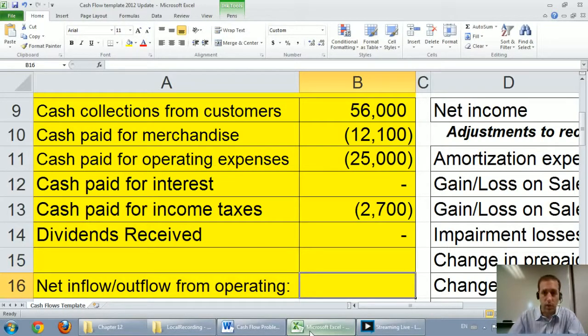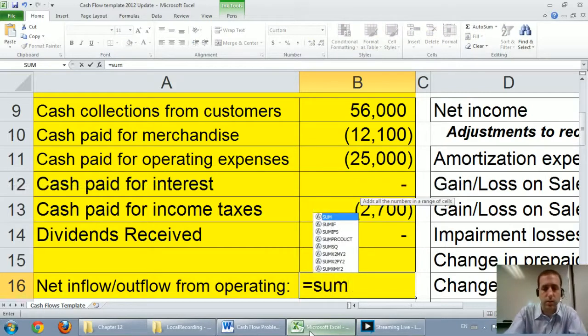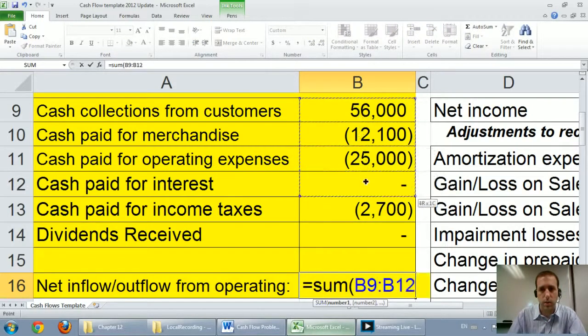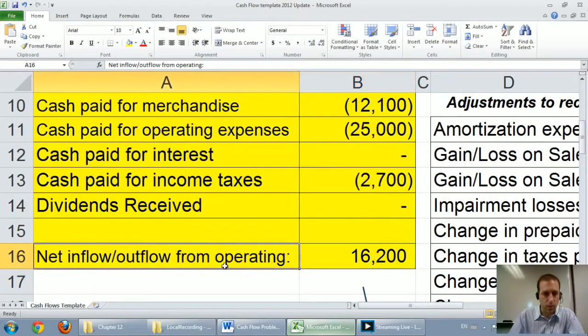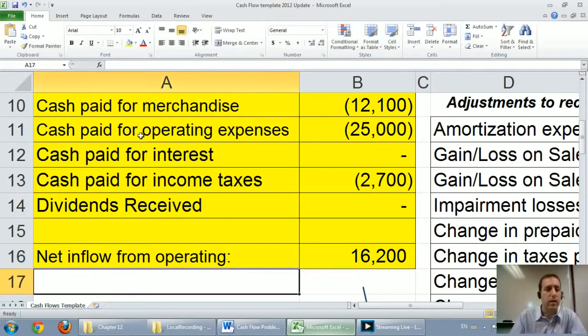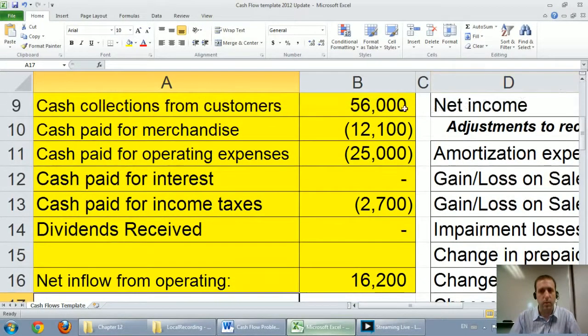Okay, so I think I'm done here. I'm going to add up this list, let Excel do it for me, sum up the list, and I get an inflow, not an outflow, so I'm just going to get rid of that word outflow. I get an inflow from operating of $16,200. How do I know it's an inflow? Well, it's a positive number. That's the only thing I'm looking for. The cash collections was 56 grand. The cash out was less than that. If this is a positive number, it's an inflow. If it's a negative number, it's an outflow.